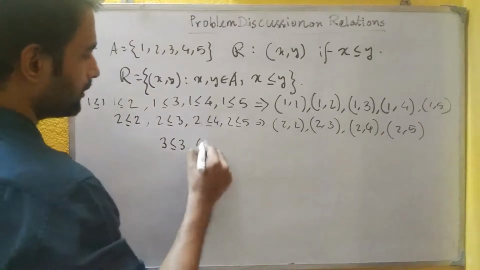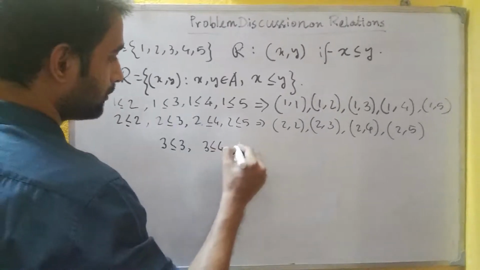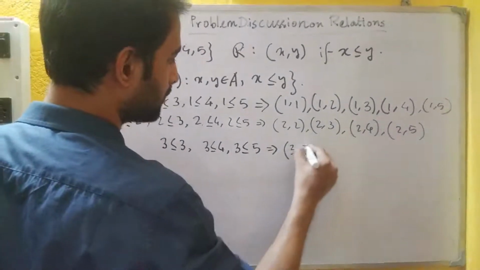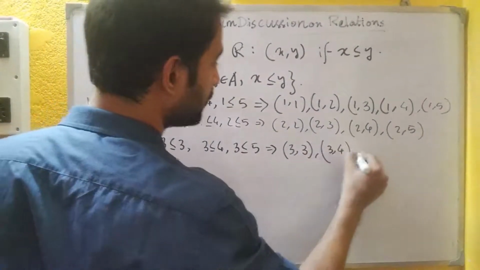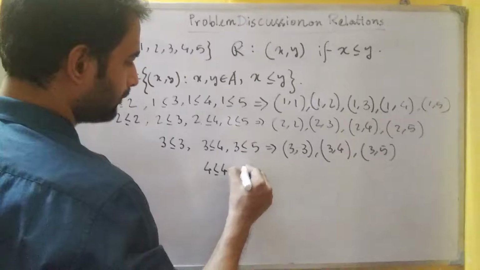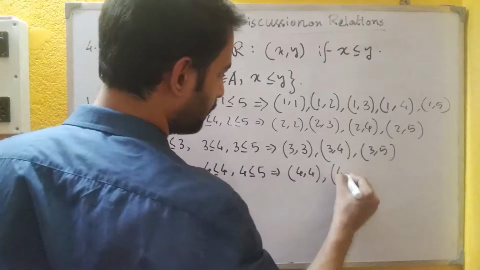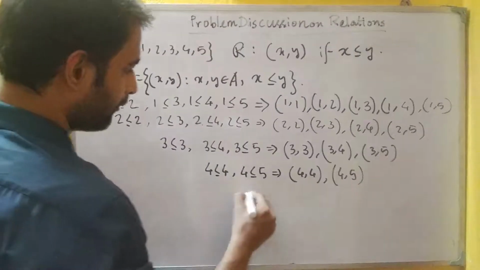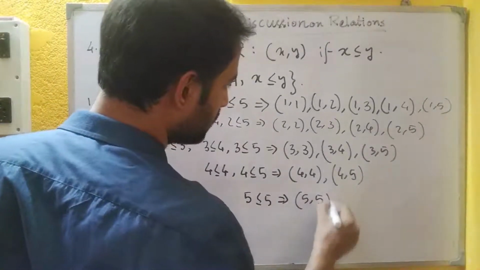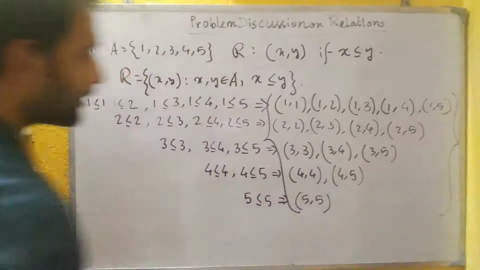Similarly for 3 there will be 3 elements. That means 3 3, 3 4, 3 5. For 4 there will be 2 elements. That means 4 4 and 4 5. And for 5 there will be only one element, 5 less or equal to 5. So this will be the collection of all the ordered pairs in the relation R.